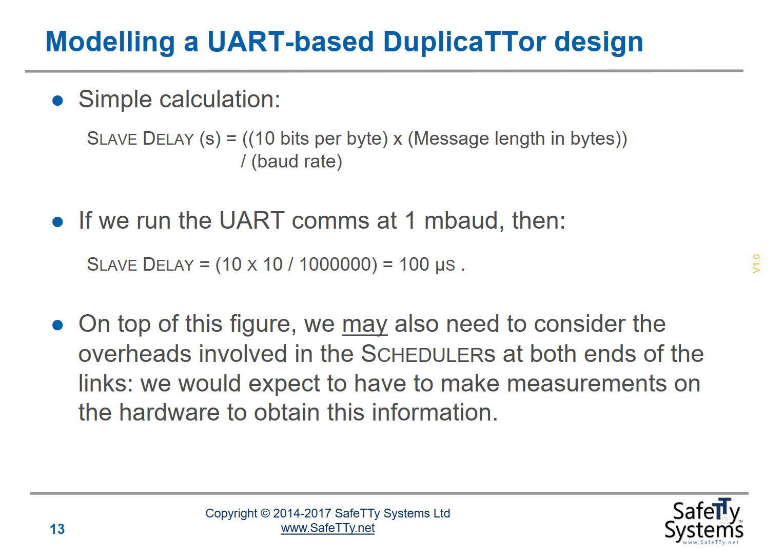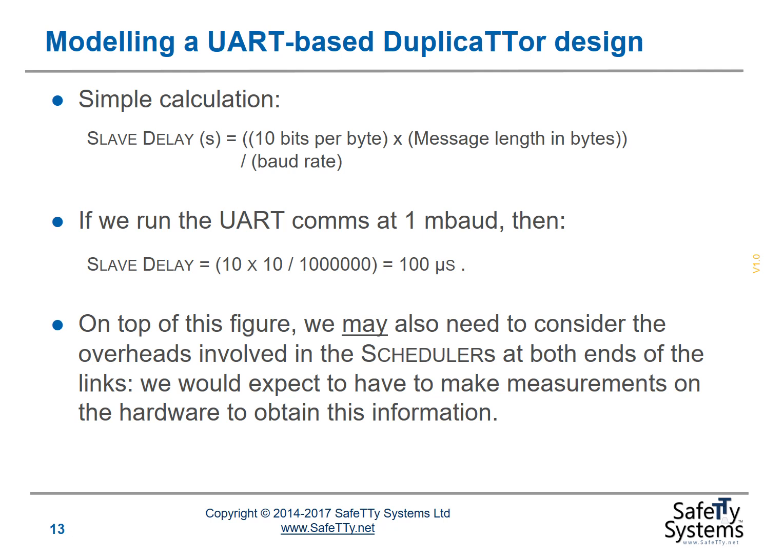The calculation is very simple. In this case, the slave delay in seconds is given by 10 bits per byte multiplied by the message length in bytes divided by the baud rate in bits per second. If we run the UART comms at 1 megabaud, then our slave delay will be 10 bits per byte times 10, which is the message length in bytes, divided by 1 million, which is the baud rate. And this becomes 100 microseconds.